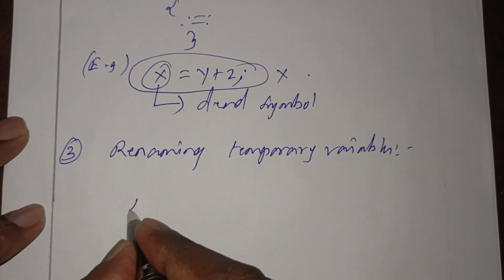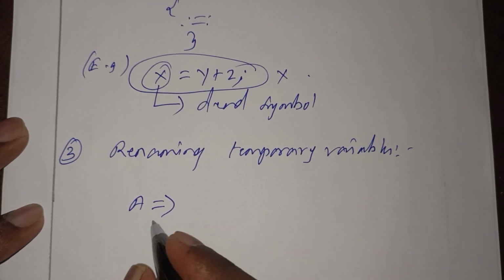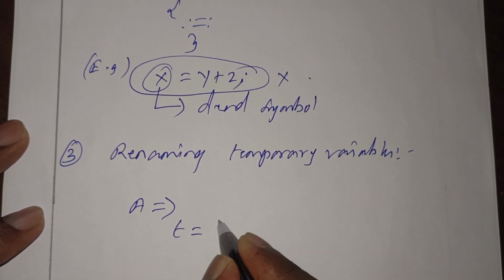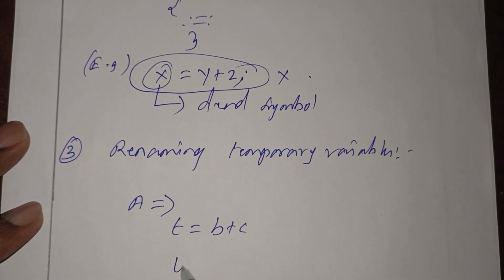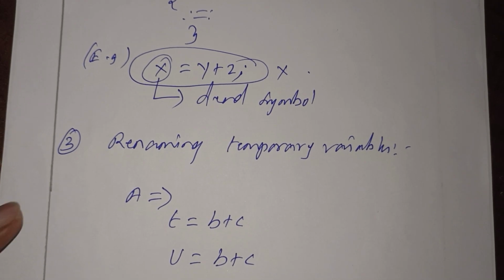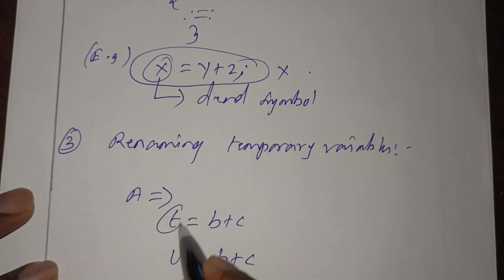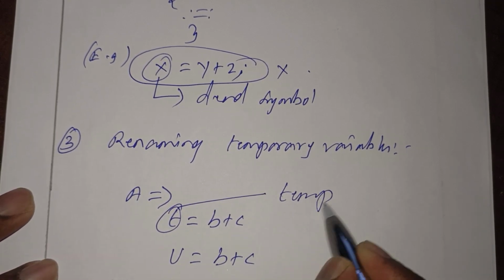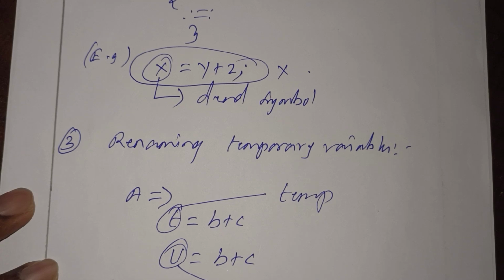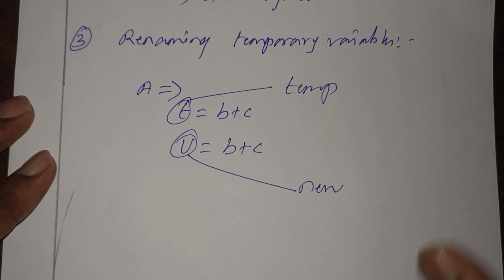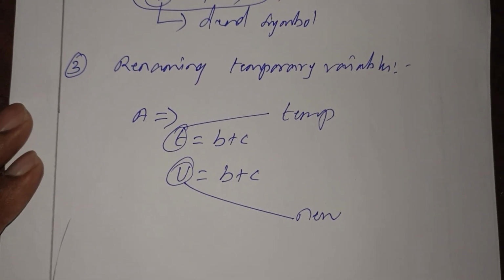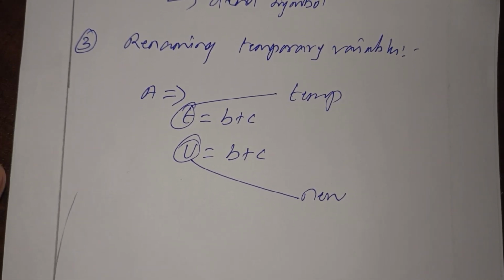Say for example, we have a statement t is equal to b plus c. This can be changed into u is equal to b plus c, where t is a temporary variable and u is a new temporary variable. So we can see in this particular direction that whatever approach you take should be a valid approach.